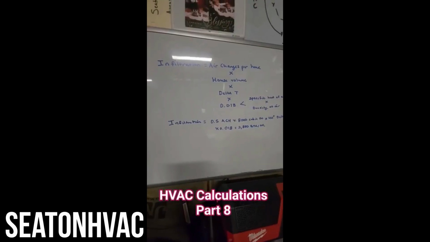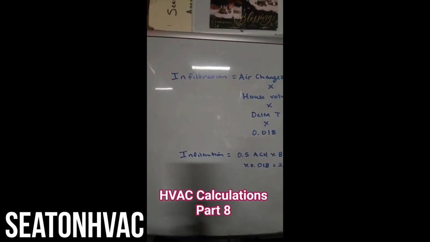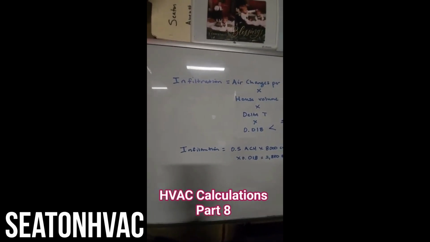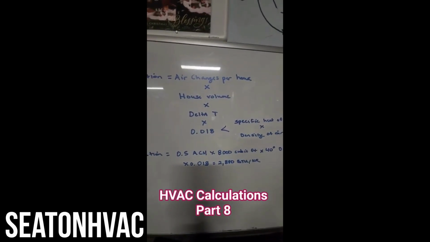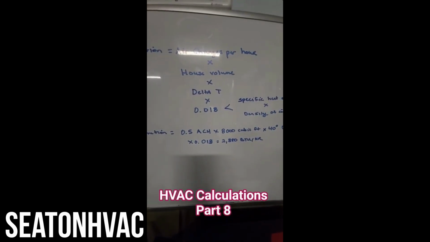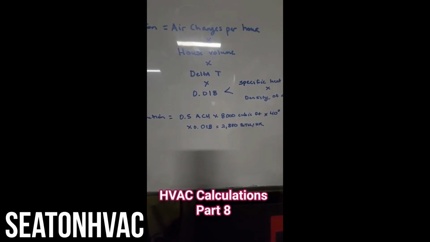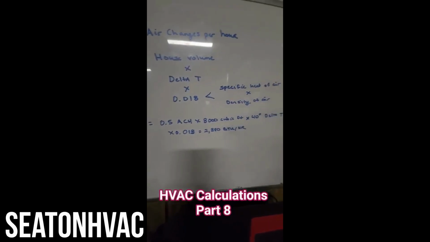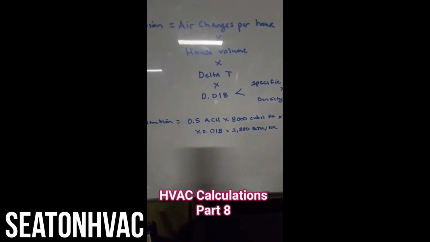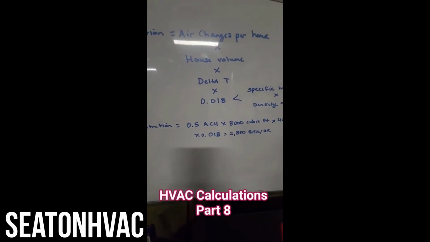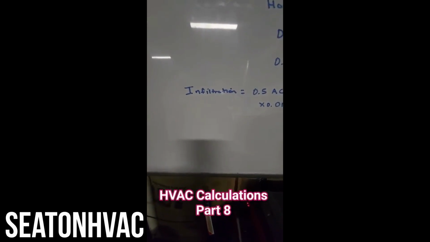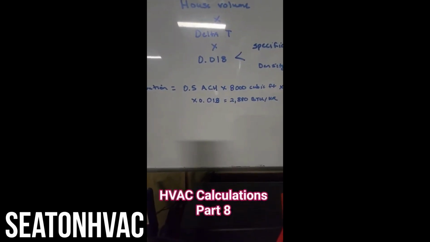So let's do it. All right, guys, how you calculate infiltration into a heat loss calculation for a structure. So infiltration equals air changes per hour times your house volume, not square footage, times your delta T, times 0.018. And that calculation there is done by specific heat of the air times density of the air. If you want to know more about how you come up to that 0.018, look it up, because it's a weird calculation.